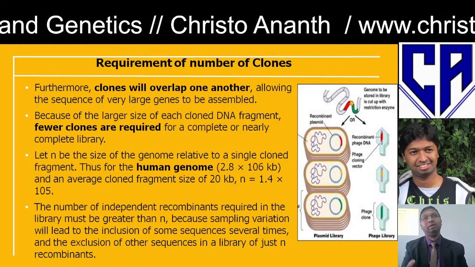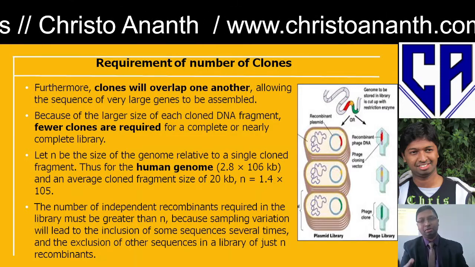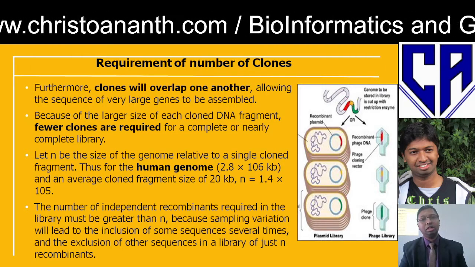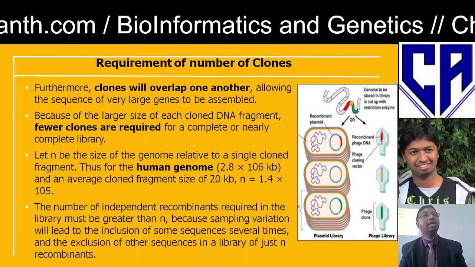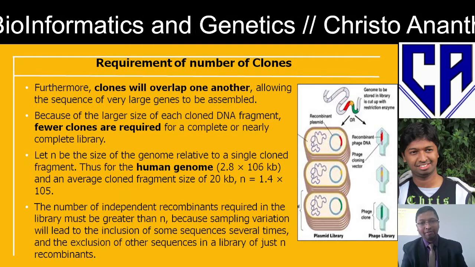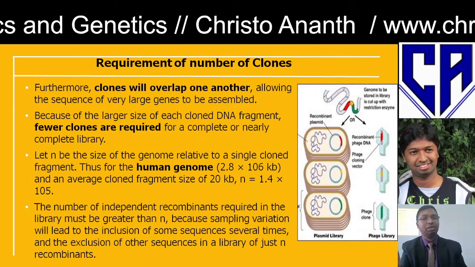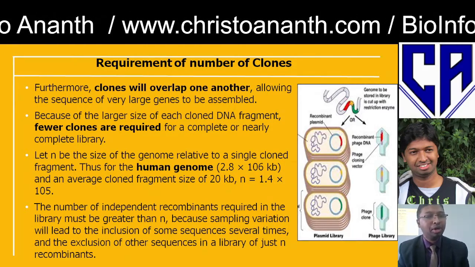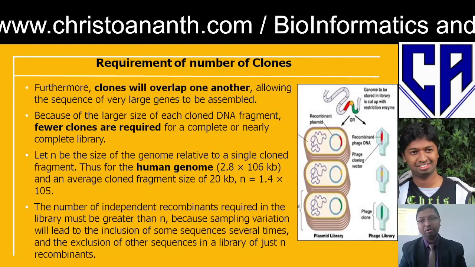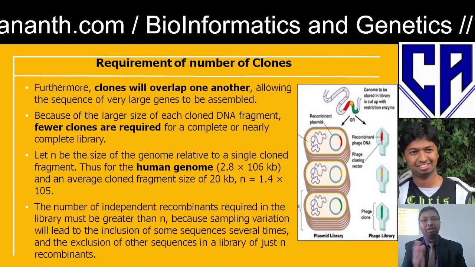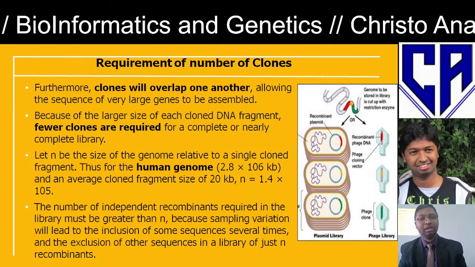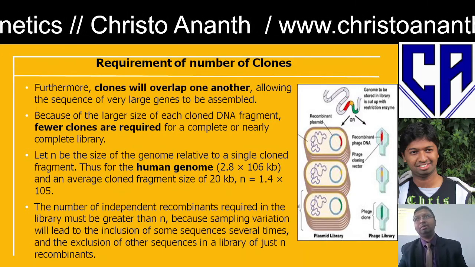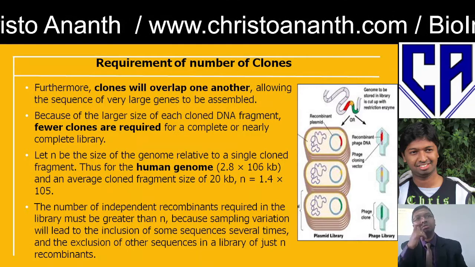So for a complete library, if you do it this way, only a few clones are required. If you take the human genome, its size is actually 2.8 × 10^6 kb. The average cloned fragment size is 20 kb, and the number of clones n would be 1.4 × 10^5. Generally it's greater than that, because sample variation will lead to inclusion of these sequences, and there will be less exclusion of sequences from this genome.